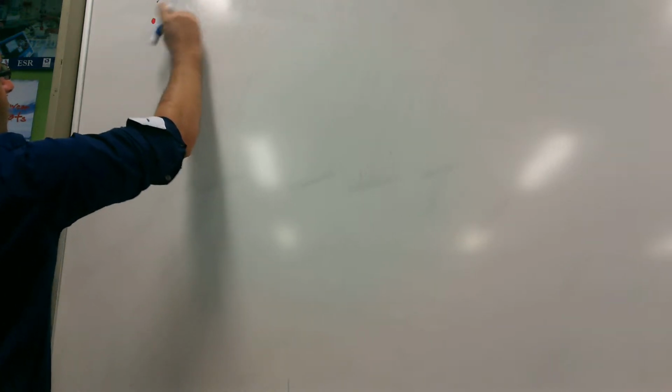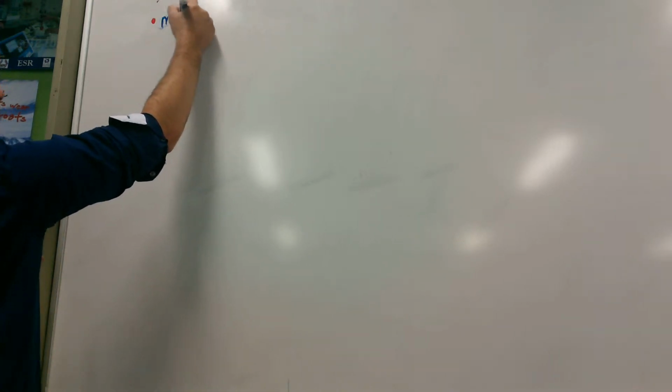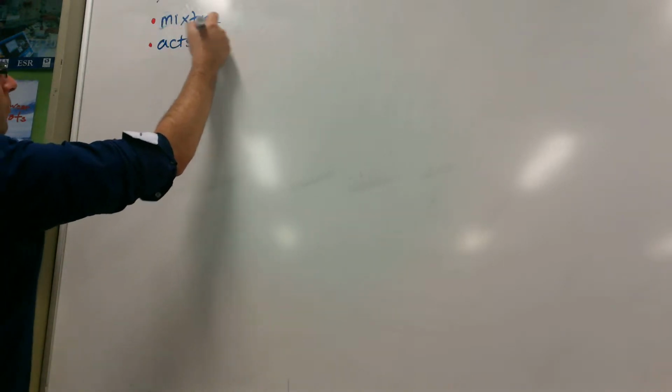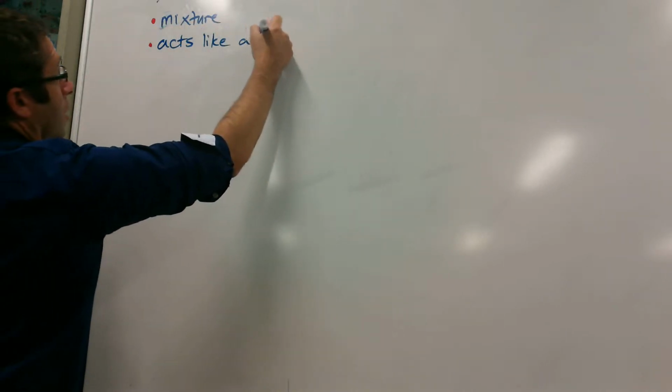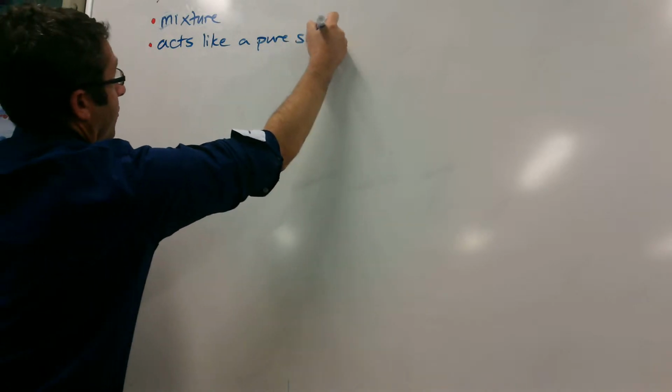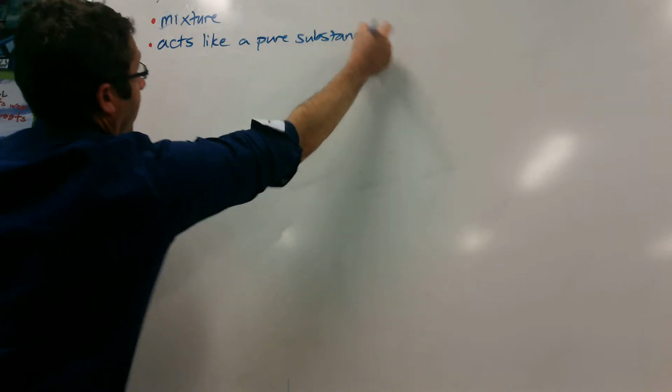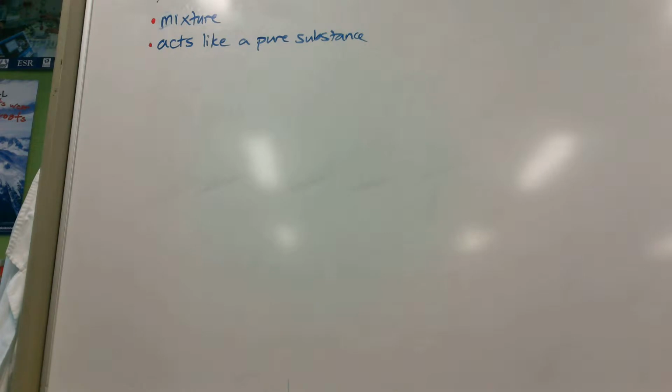The key thing is that it's a mixture. The other key thing is that it acts a lot like a pure substance. So it acts like there's only one thing present. However, it is a mixture, so it does mean it can be separated. Okay, it means that I can actually remove things from it.